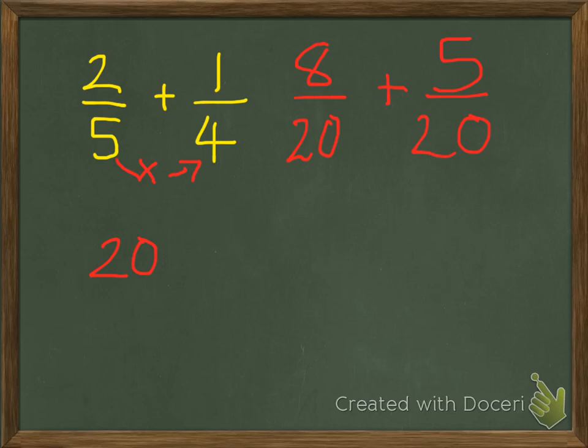So now, because both of the denominators are the same, it's like the video we had where it's adding with two similar denominators. I've got 8 20ths and 5 20ths. I've got 8 of something and 5 of something. So what have I got in total? I have got, that's right, 13 20ths.